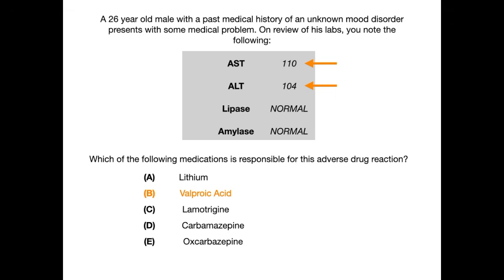Let's move on to another example. So I know, guys, rapid review, but I'm trying to get your brain to process this so that you get the point on test day. Same thing, and now our LFTs are normal, but our pancreatic enzymes are high. And again, the only mood stabilizer that is known to cause pancreatitis is B, valproic acid.